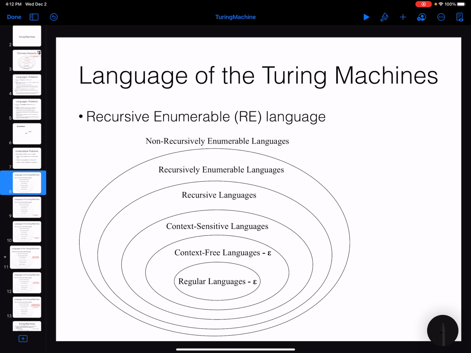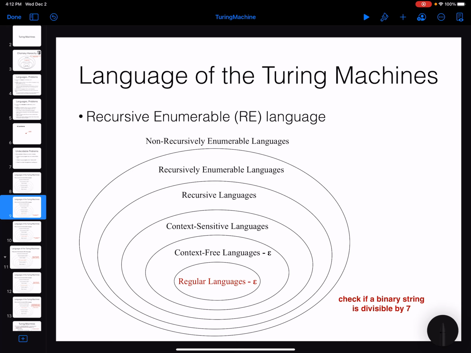So if I wanted to show you a more detailed version of that Chomsky hierarchy, this is going to be a more detailed one. We have seen the regular languages, so basically all those problems that are so simple that they can be solved using a finite state machine.